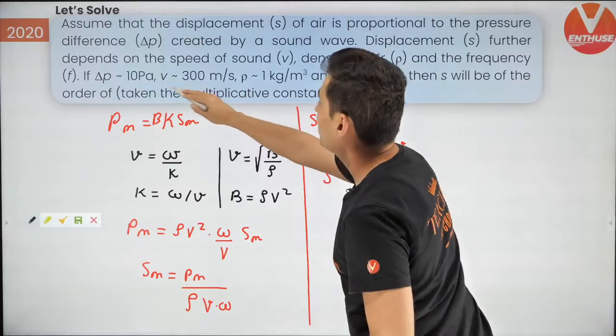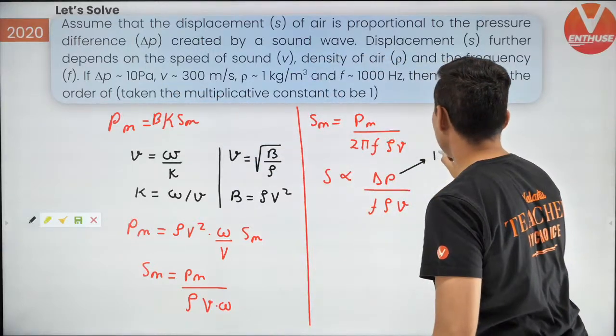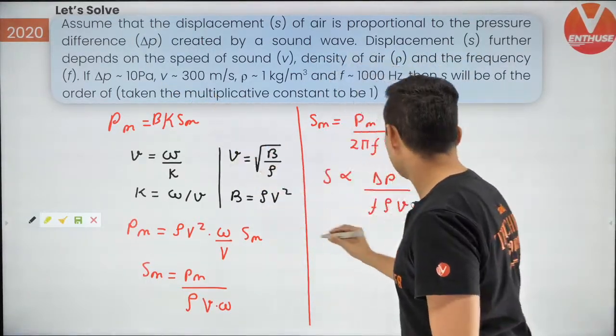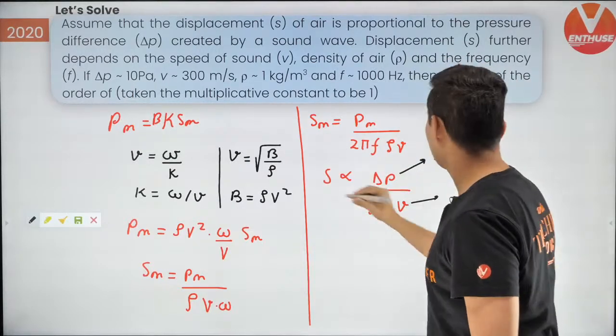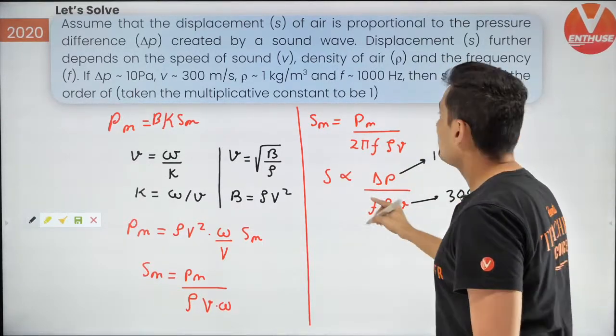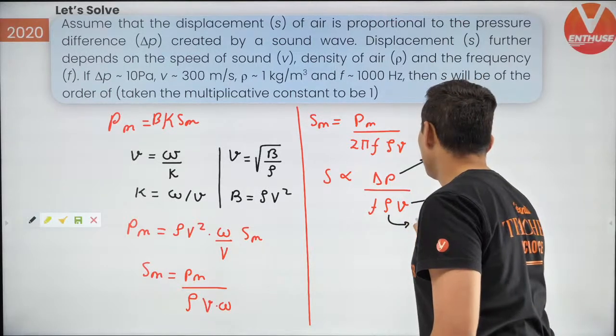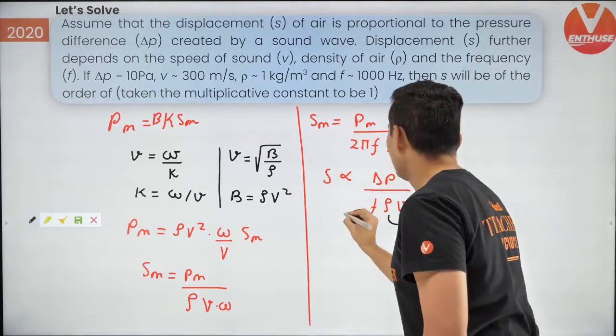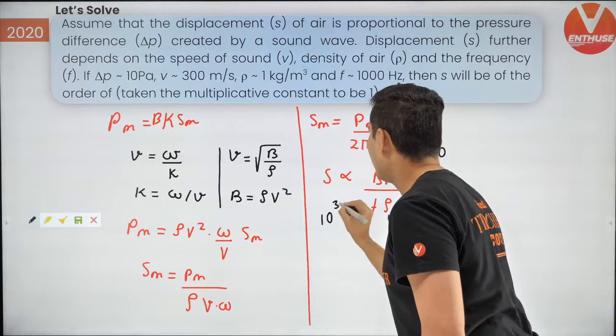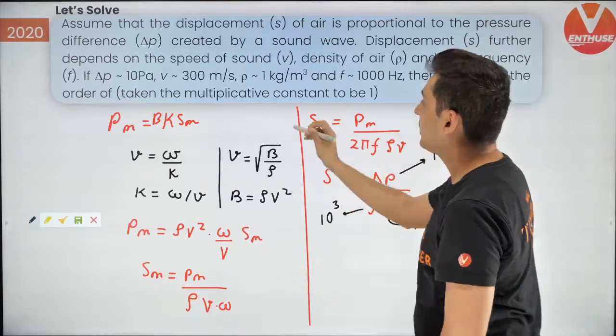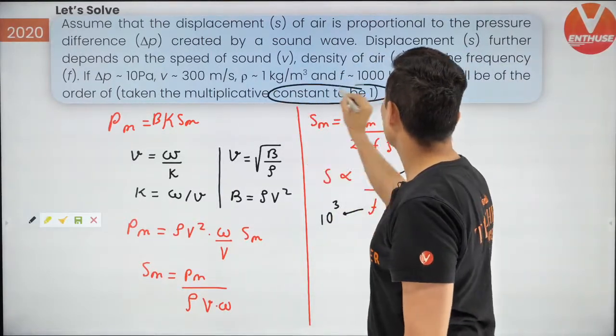Del P. Del P is how much? It is given as 10 pascals. Velocity is how much? Well, that's given as 300, guys. Density is how much? This is given to be 1. Frequency is how much? It is given to be 10 to the power 3. And constant of proportionality is 1.